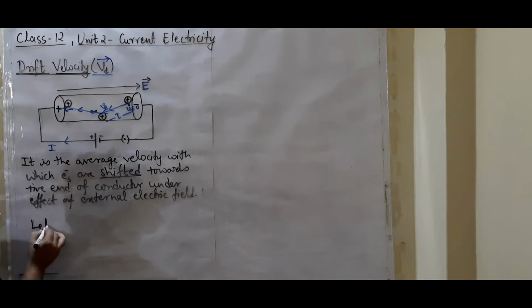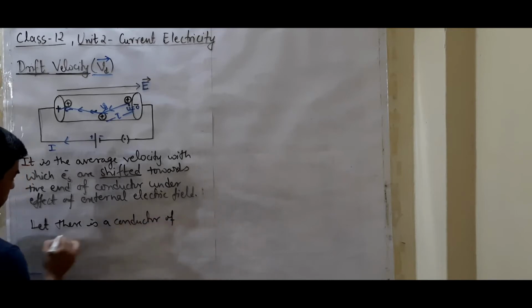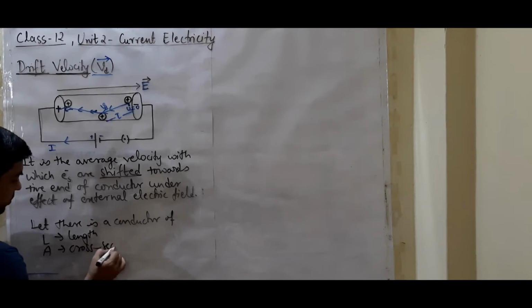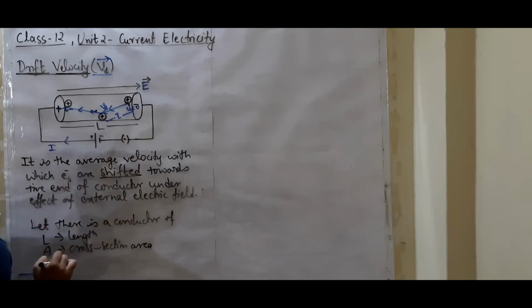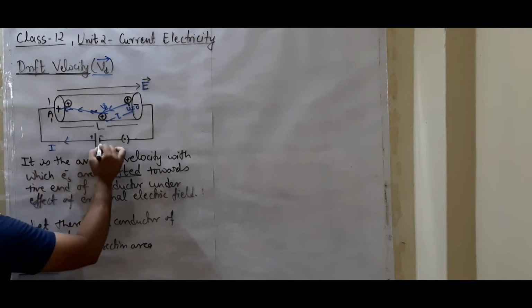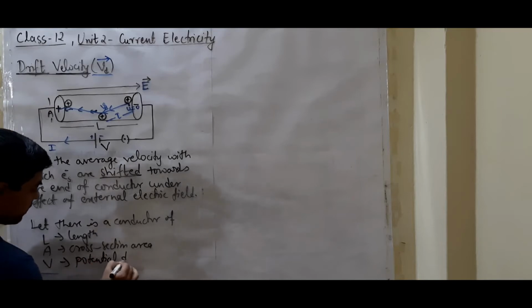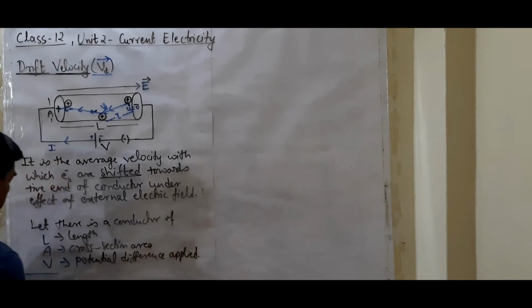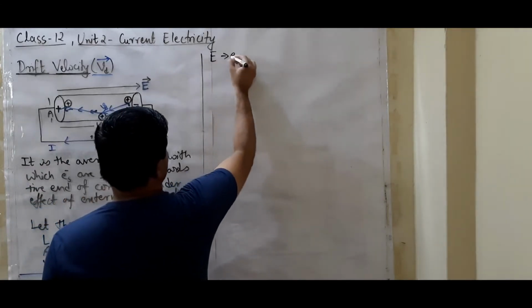For that we have to do a derivation. So we will start with a conductor of length L and cross section area A. We are considering the length of the conductor as L, and its cross section area we are assuming as capital A. The source of potential difference applied is V. V is the potential difference applied from the cell, and due to that the electric field is E. E is the electric field applied.